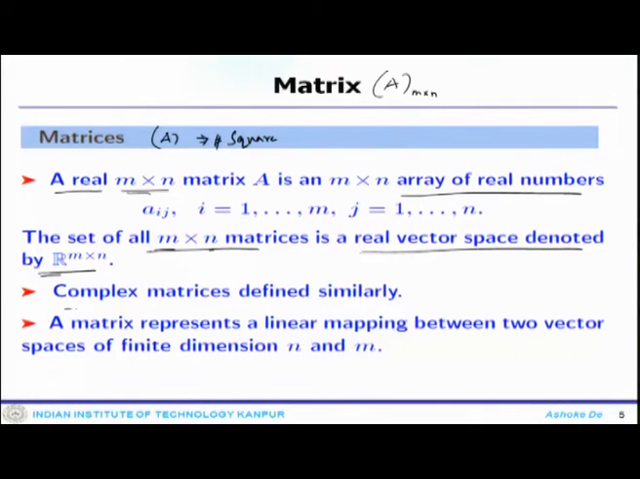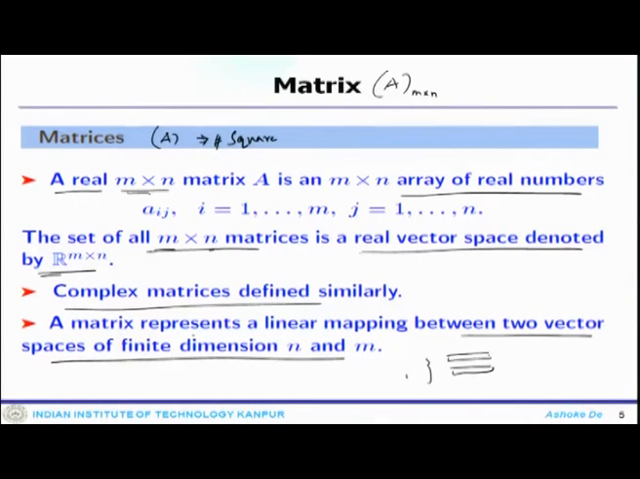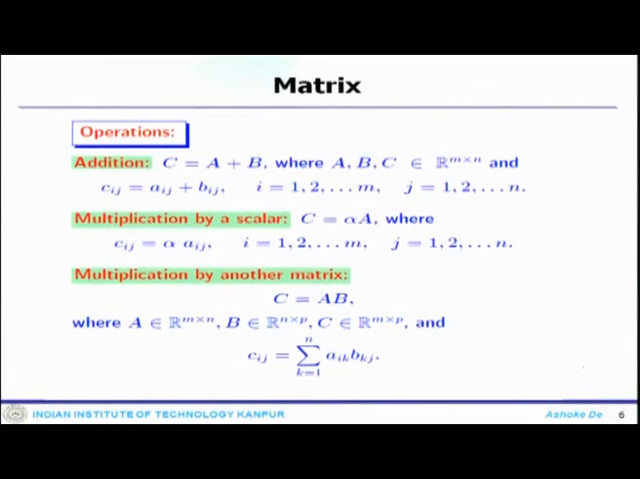The complex matrices are defined separately, and the matrix represents a linear mapping between two vector spaces of finite dimension n and m. That means I have a set of m row vectors and I have n column vectors. So, these are very important properties.